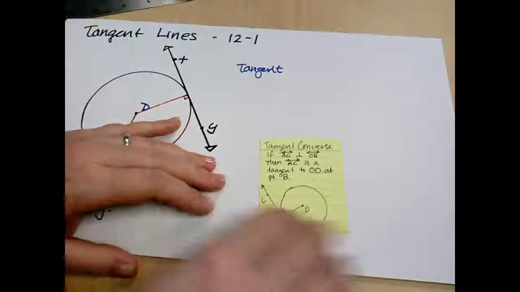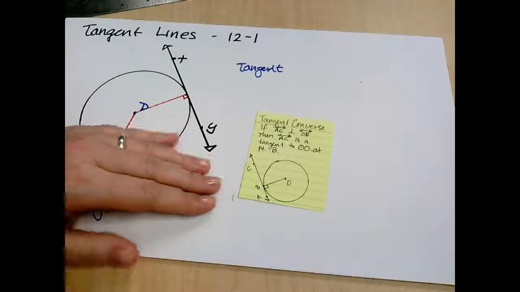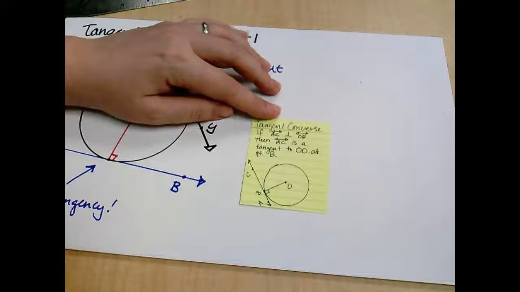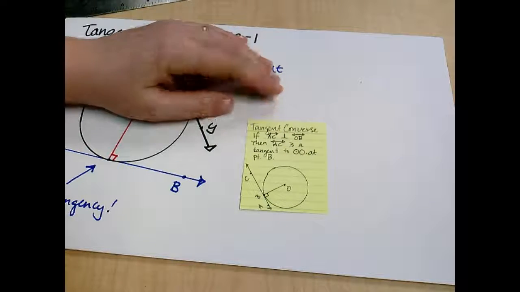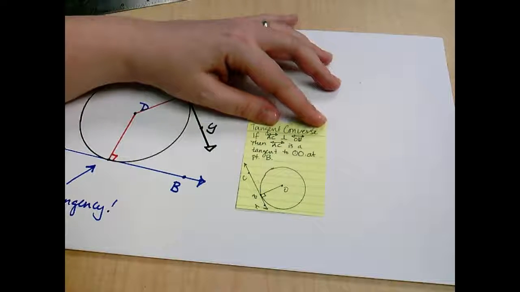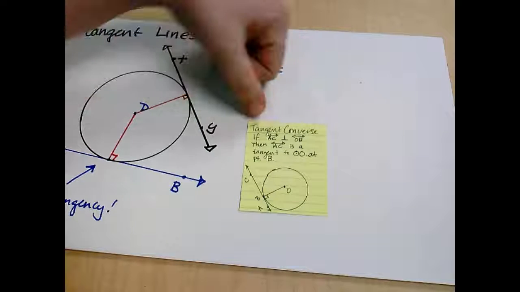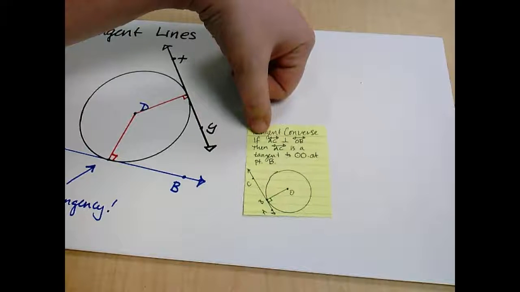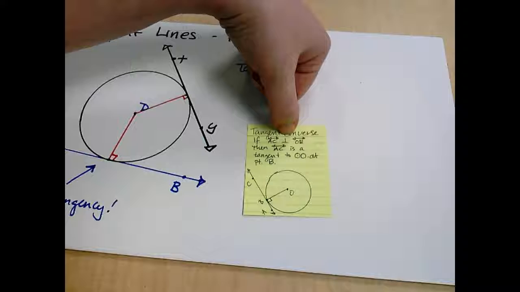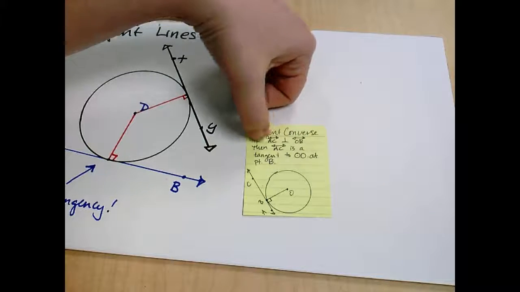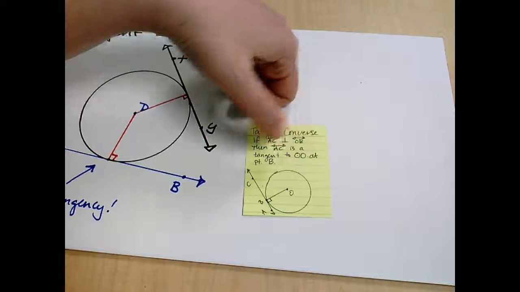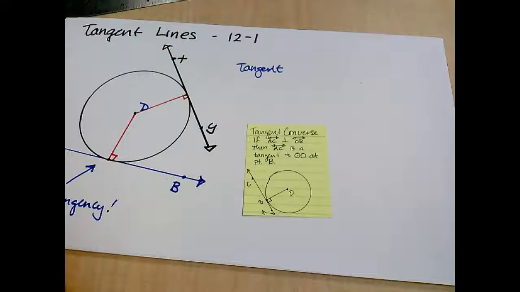Now the opposite of that is also true. I like to put my converses on the back of my cards. If you guys would like some cards, you can go down and borrow them from Mary. Miss P might have some on hers. I like to write this as short as possible. If line AC is perpendicular to OB, then AC is a tangent to the circle at point B.